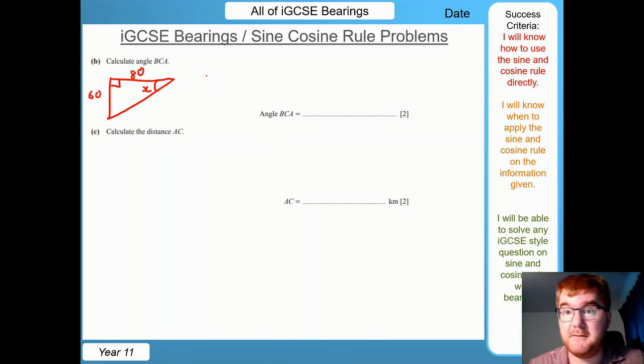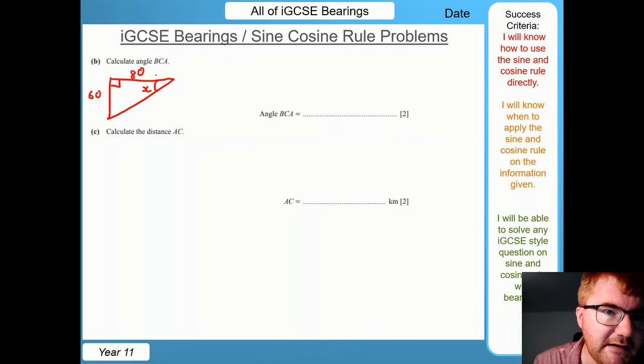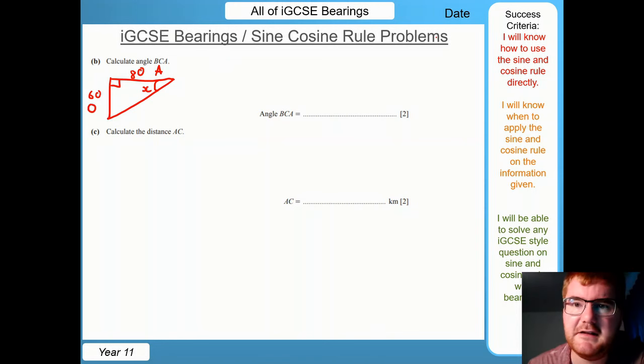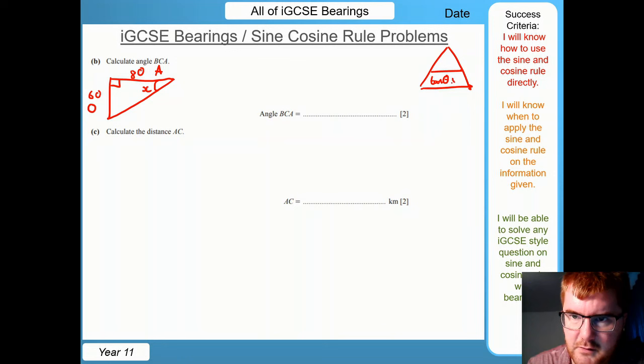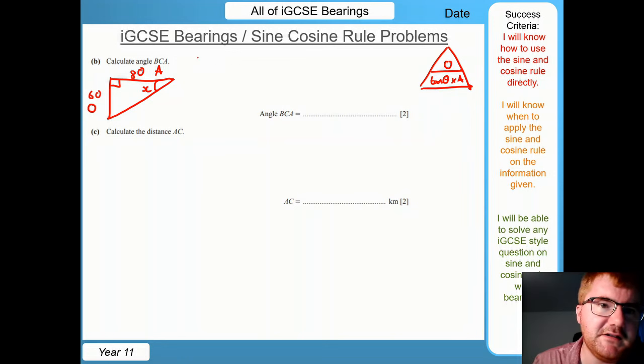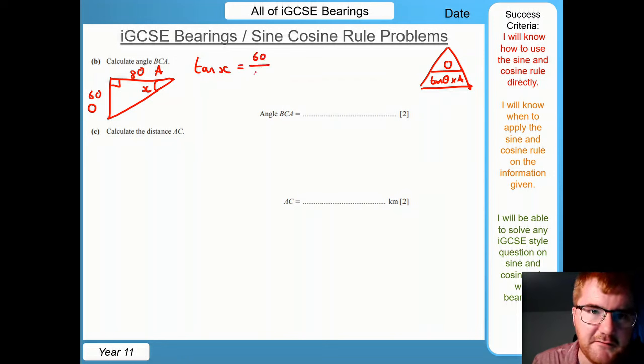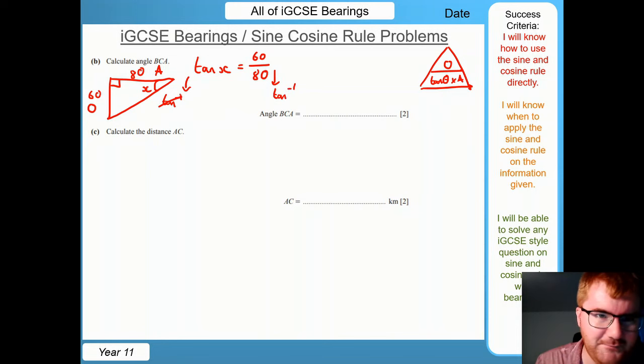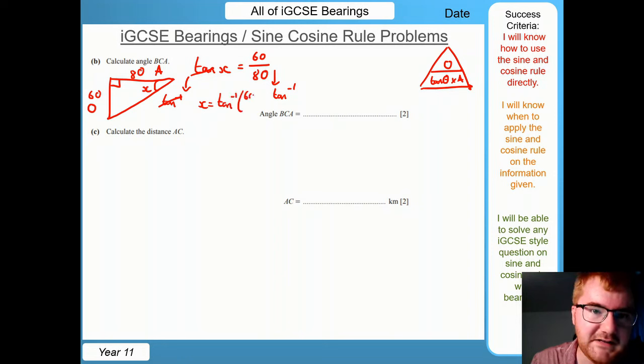Again, check that video out that I mentioned earlier if you want to go through some practice of this. Because we've got the adjacent side and the opposite side, we're going to use tan. I tend to use these formula triangles, but there's lots of different ways of thinking about this. So the tan of X, tan of the angle, is equal to opposite over adjacent, so 60 over 80. And so to get X on its own, the opposite of tan is inverse tan, or tan minus 1, as some people like to call it. That gives us X is equal to tan inverse 60 over 80.